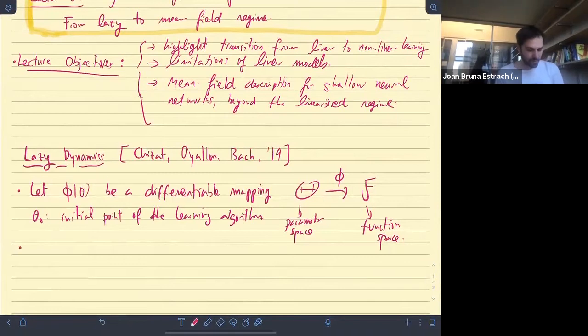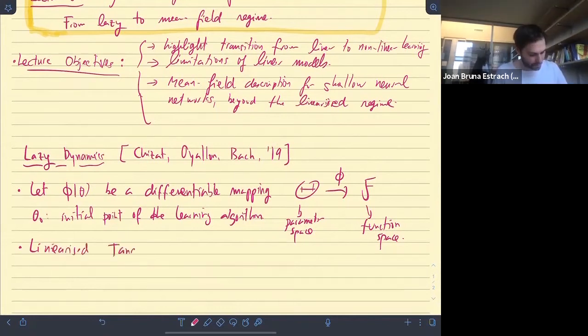All right. So an important object that is defined is, okay, this mapping a priori can be arbitrary, right? So like it can be nonlinear. So what we consider is its linearized version, right? So linear approximation of the model at initialization. So let's describe that. We're going to introduce the linearized tangent model at initialization.